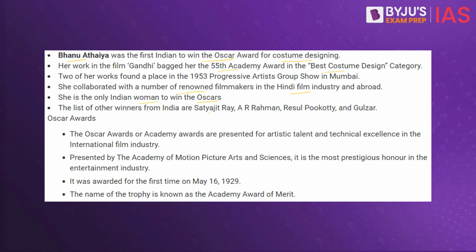The list of other winners includes Satyajit Ray, A.R. Rahman, Resul Pookutty, and Gulzar. And when we speak about Oscar awards, they are presented for artistic talent. They are presented by the Academy of Motion Picture Arts and Sciences. It was awarded for the first time on May 16, 1929. The trophy is also known as the Academy Award of Merit.